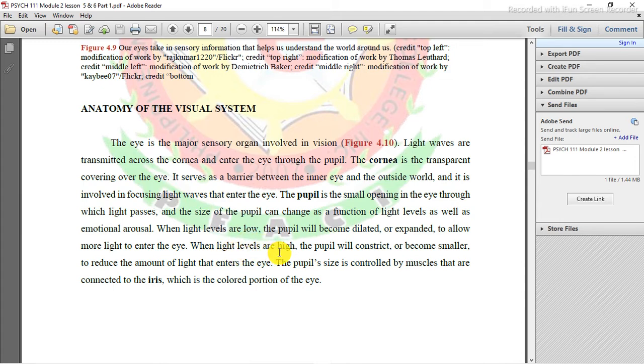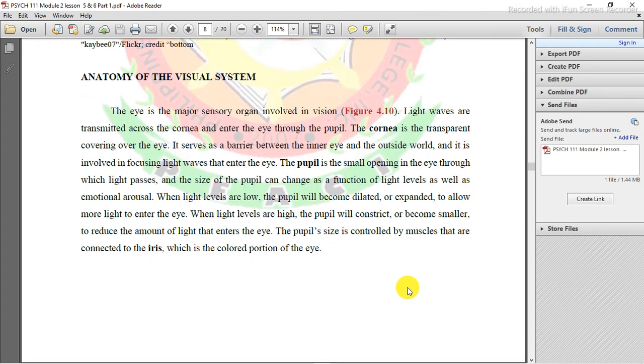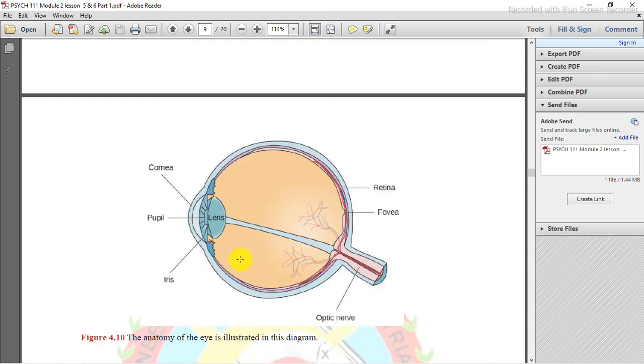When light levels are high, the pupil will constrict and become smaller to reduce the amount of light that enters, para hindi masira yung mata natin. The pupil size is controlled by muscles that are connected to the iris, which is the colored portion of the eye. Ito yung iris, nagkukuha ng color. We have here the optic nerve, fovea, retina.